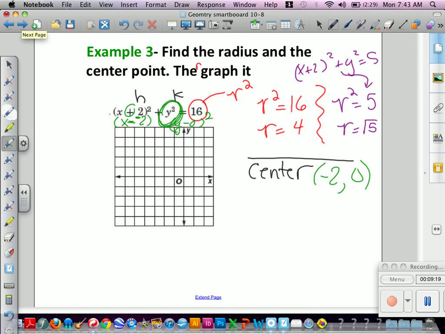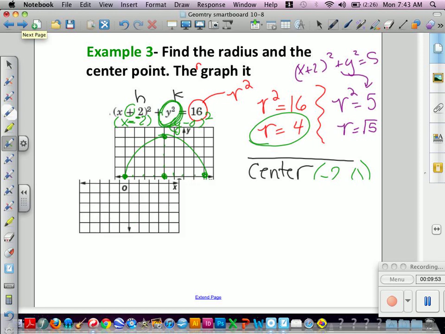All right, so let's go ahead and graph that. Find our center of -2, 0. And then I got a radius of 4. So I'm going to go 4 each way. 1, 2, 3, 4. I'm going to put a point there. 1, 2, 3, 4. I'm going to put a point there. I'm going to go up 4. 1, 2, 3, 4. And I'm going to go down 4. 1, 2, 3, 4. And so that would represent my circle. And I would draw a circle.